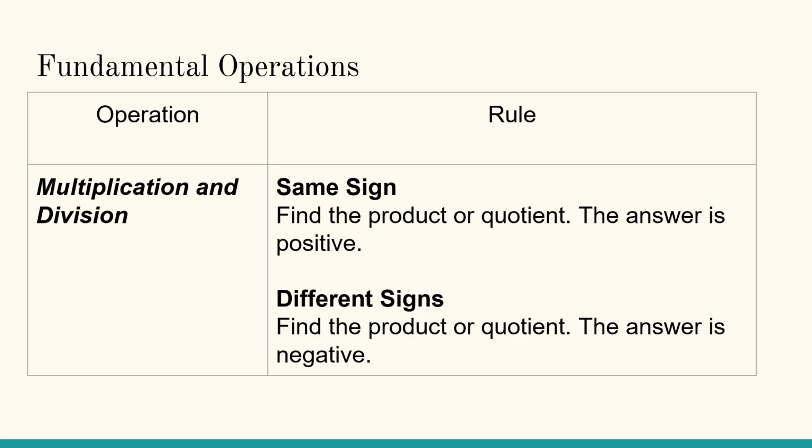Now for the first fundamentals. For multiplication and division, we know that if the numbers have the same sign, either for the product or quotient, the answer is always going to be positive. Now, if they have different signs and we're trying to find the product or quotient, the answer is going to be negative.